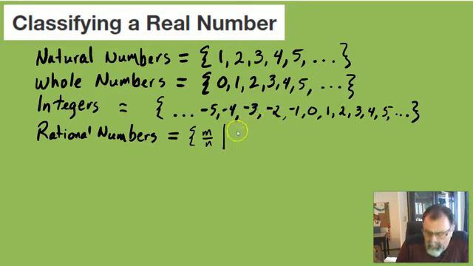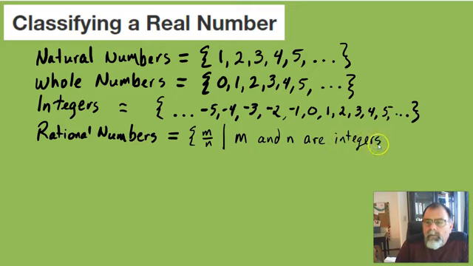And then this straight bar means such that. So this is the set of all m over n such that m and n, so now we're describing what m and n are. m and n are integers, and we can't divide by 0, so we want to make sure n's not 0. Okay, so that describes the set of rational numbers.